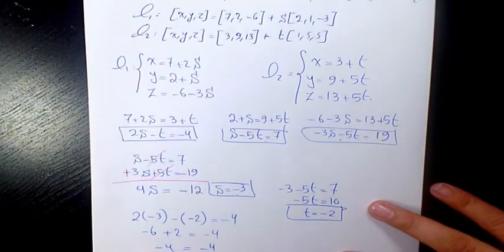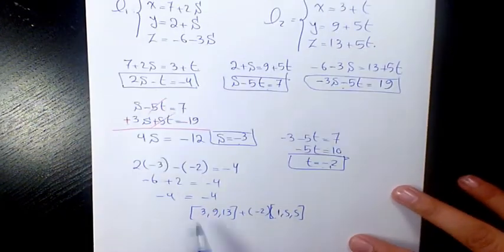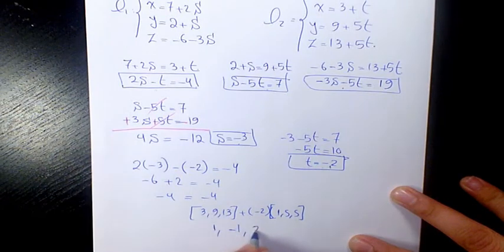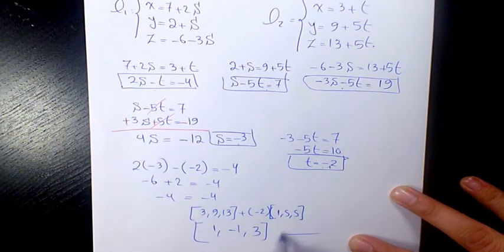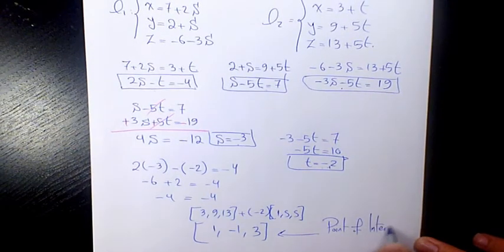So for example, I'm going to have t equals negative 2. So we have 3, 9, 13 plus negative 2 times 1, 5, 5. I wrote this one and I subbed negative 2 in here, so that's why I got 3, 9, 13 plus negative 2 times 1, 5, 5, which is going to be 1, negative 1, 3. So that's going to be the point of intersection.